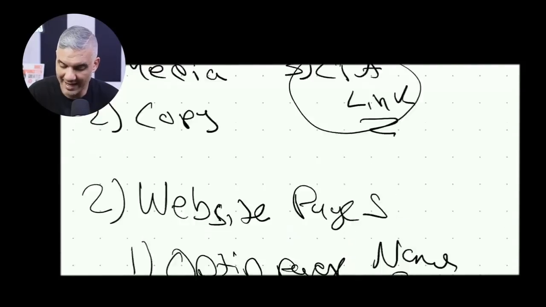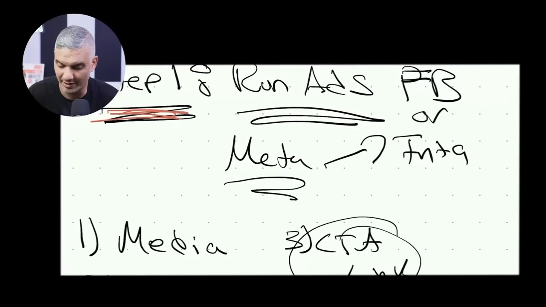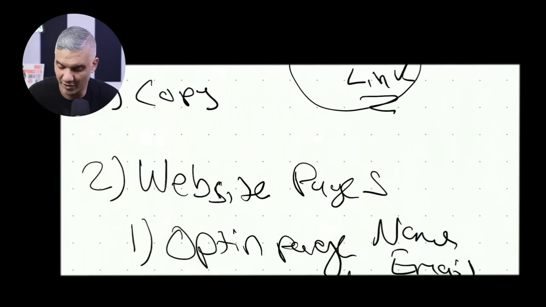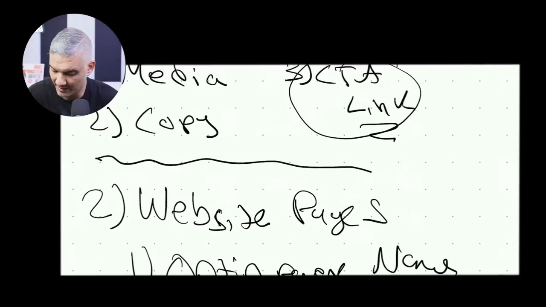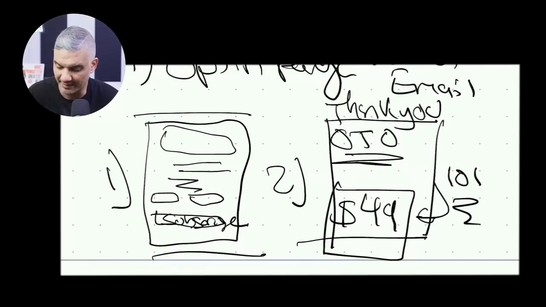We have the ad. This is step 1. Then they click on the CTA, they go to your website. This is step 2, the website. They click on the page, they get the opt-in page, they opt in, and they get the thank you offer, or the one-time offer.